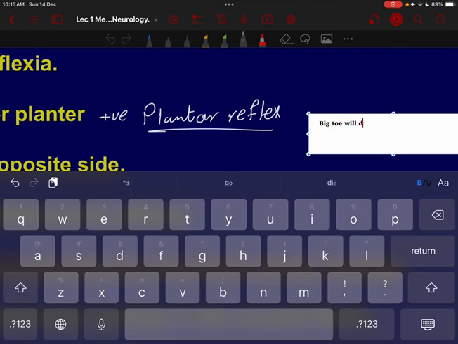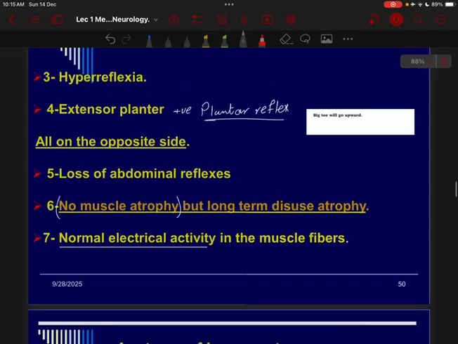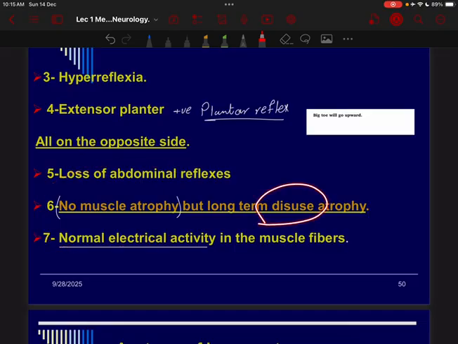Also, number 5, we have loss of abdominal reflexes. Number 6, there is no muscle atrophy, but in the long term, we have disuse atrophy.